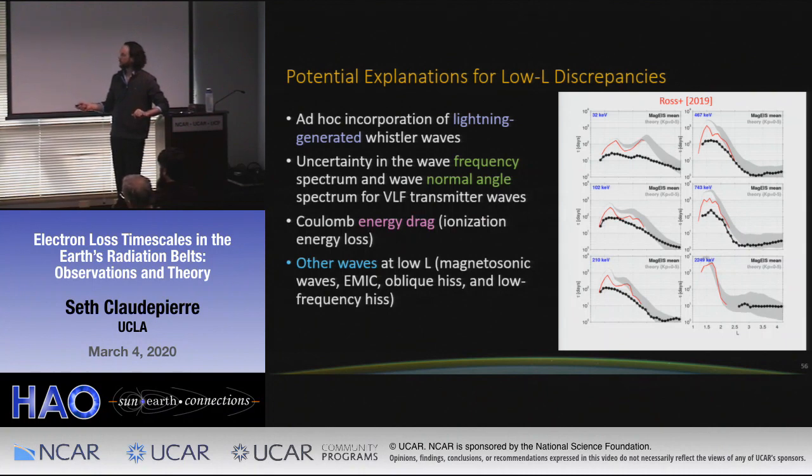So what else? For those of you that know Jay Albert, every time I showed these results last year, he was always saying, you've got to include Coulomb energy drag. This is where the electrons, in addition to Coulomb scattering in the ionosphere, also ionize neutrals in the atmosphere, and they lose energy when they do that. This is a process that we have not included. It's kind of difficult to include. But he was telling me, you've got to include it.